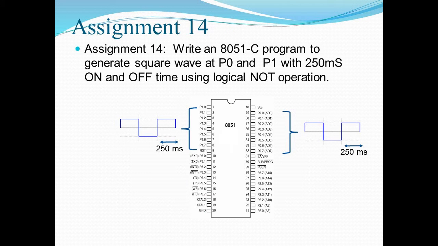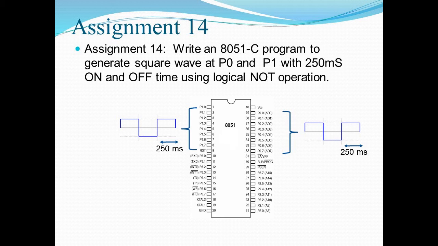Now in the next assignment, assignment number 14, we have to write a C program to generate a square wave at port 0 and port 1 with 250 millisecond delay on off timing with logical NOT operation. But here we are going to toggle only port 1 with a 250 millisecond delay. As you know, we have already studied how to make a subroutine which generates an approximate 250 millisecond delay. That subroutine we are going to use in this case.